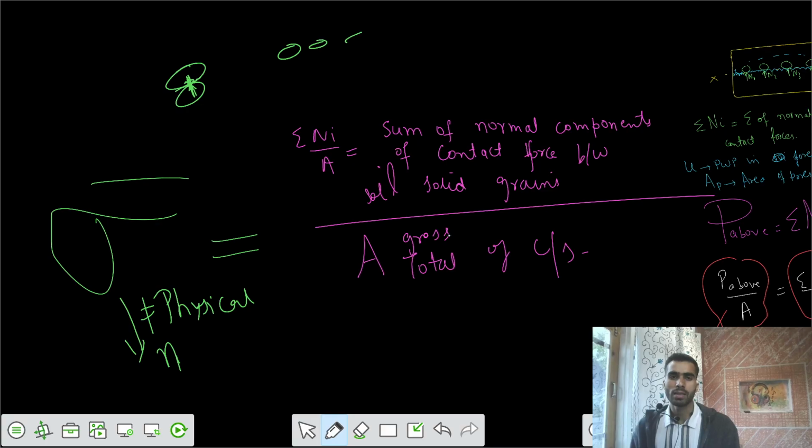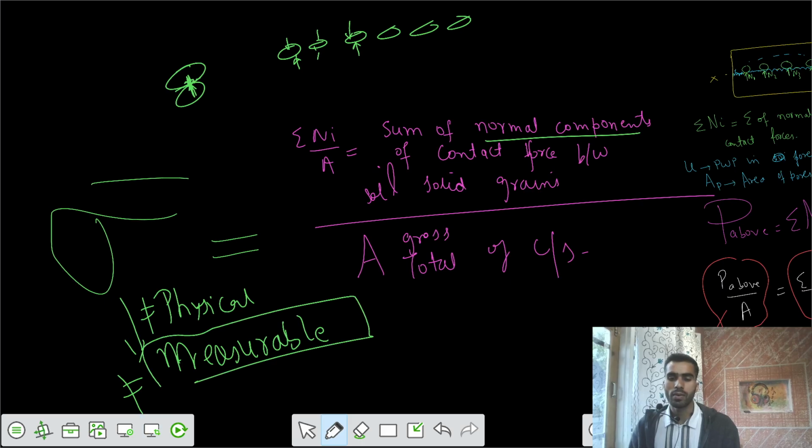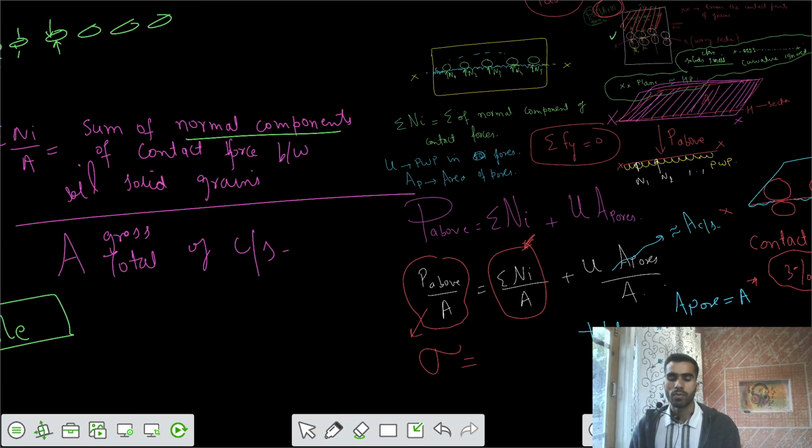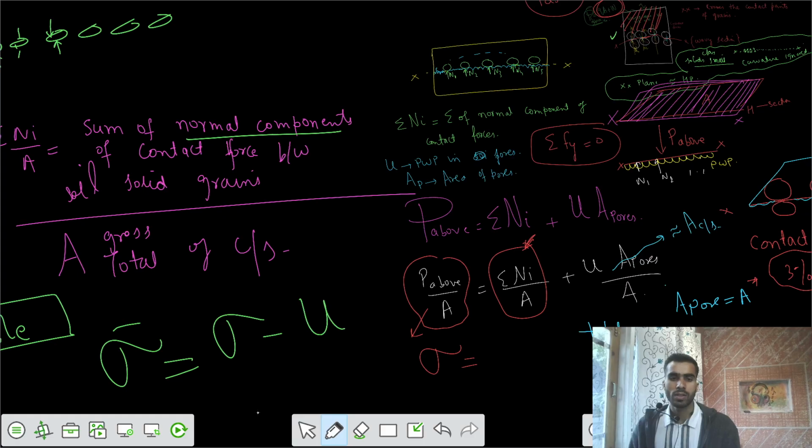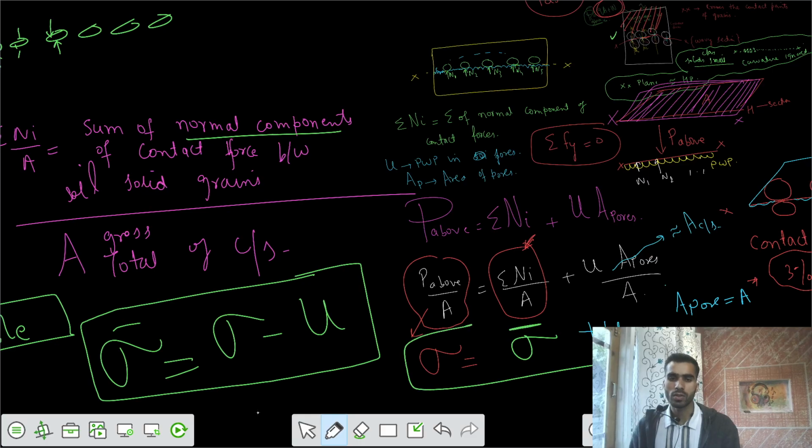If you have a soil mass with an infinite number of soil particles, and you were asked what the contact forces are, and finally what the normal component of those forces is, that is a difficult task to perform. So that's why it's not a measurable quantity, and not a physical parameter. So this is actually derived. We can calculate the effective stress from the difference of total stress minus pore water pressure. So this is your final equation.